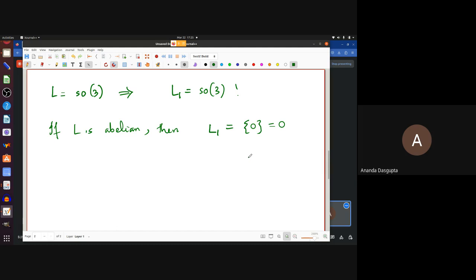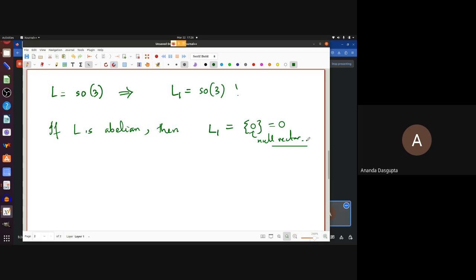Okay. Remember, a vector space is not empty, by the way. Don't confuse this with the empty set. An empty set has no elements. Any vector space has to have at least one element, the null vector. This 0 here is just the null vector of that vector space, and that's the only element. So if L is abelian, then in one shot, L1 becomes just 0. That is, no other element.